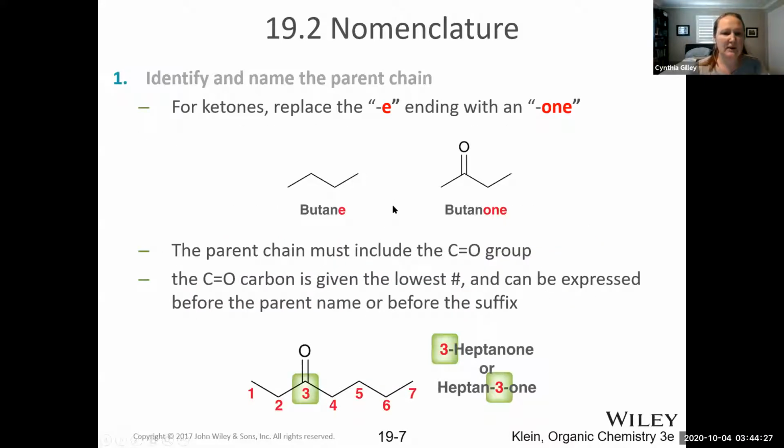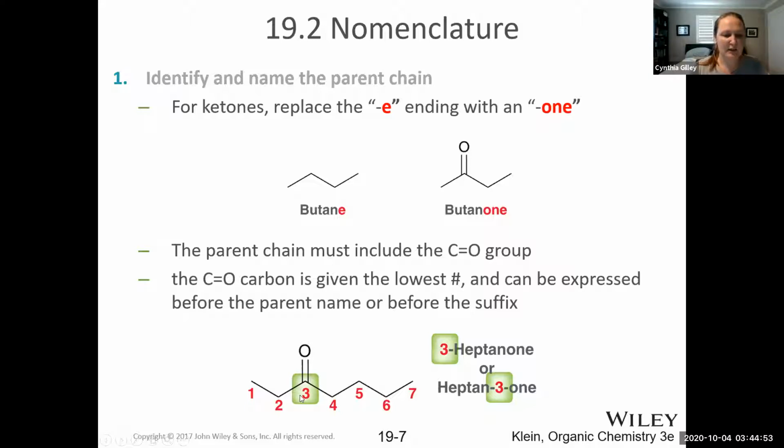When you're naming ketones, we're going to drop the E and add the O-N-E suffix. So we would pronounce this butanone. We do need to include the carbonyl carbon in the carbon chain, right? So we would want to look for the carbon chain that includes the carbonyl, and we want the lowest number possible for the carbonyl carbon.